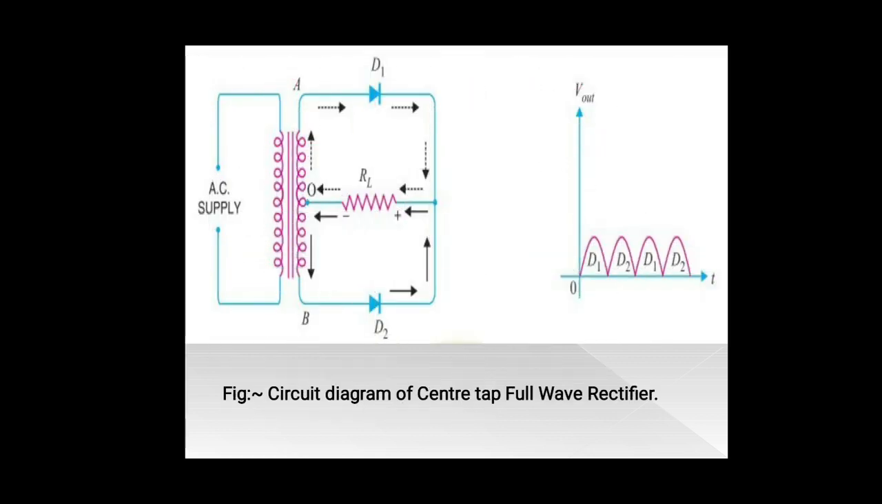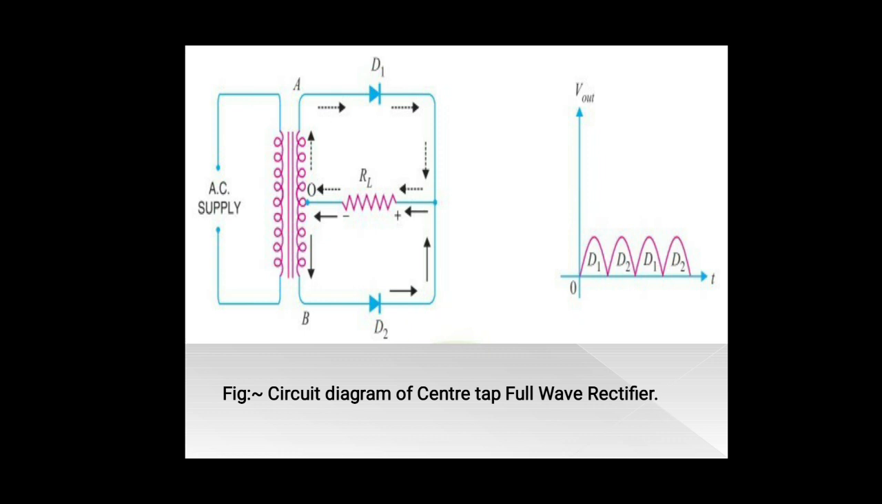So this is the diagram of the center tap full wave rectifier. See here, the AC supply is connected to the primary winding of the transformer. The transformer is used as a center tap. Here it is showing the center tap. This is the center, which means there are two parts, AO and OB. Two diodes have been used, diode D1 and diode D2.